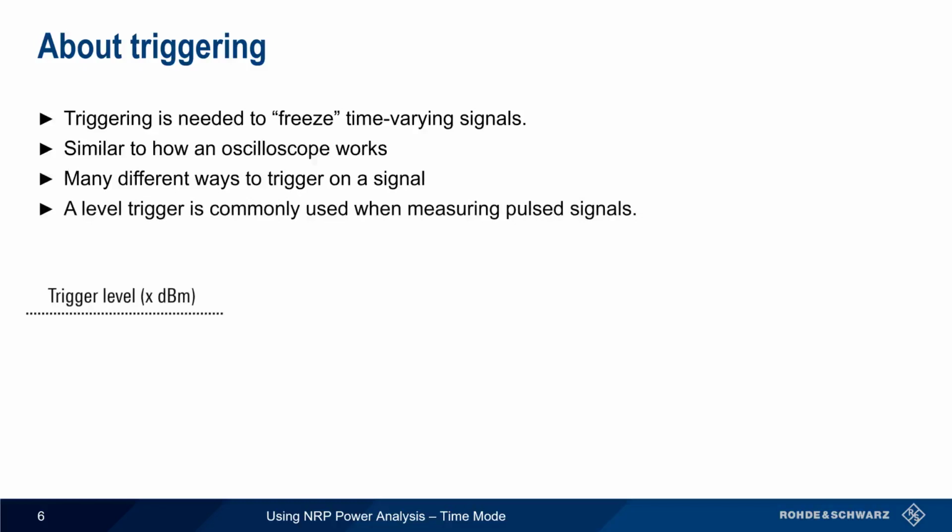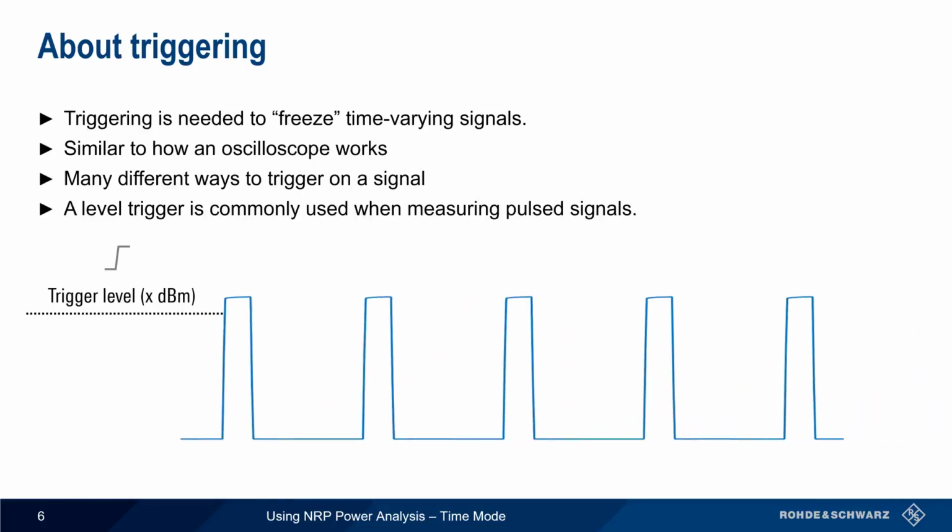We specify a trigger level with a certain power, and whether or not we want to trigger on a rising or falling edge of the signal. When the measured signal meets or exceeds this level, the trigger is activated, and we have a stable signal to make measurements on, such as pulse width or pulse interval.